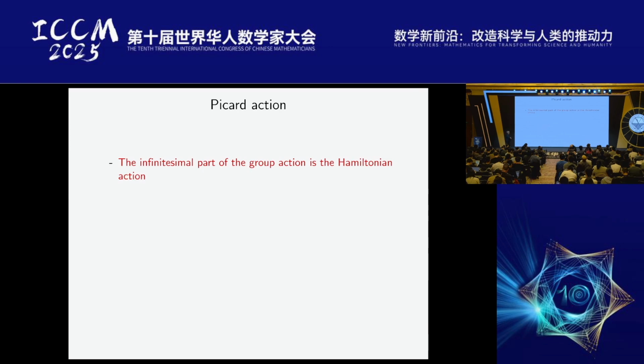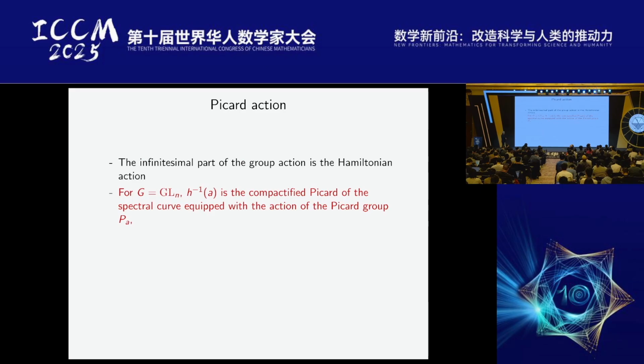So that is the Picard action. Again, this infinitesimal part of the Picard action is the Hamiltonian vector fields. For GL_n Hitchin fibers, it is quite clear what we want to do, because by the BNR theorem, we know that the Hitchin fibers are compactified Picard varieties. So the natural group acts on the Picard varieties itself. There is the Picard group acting on the compactified Picard.